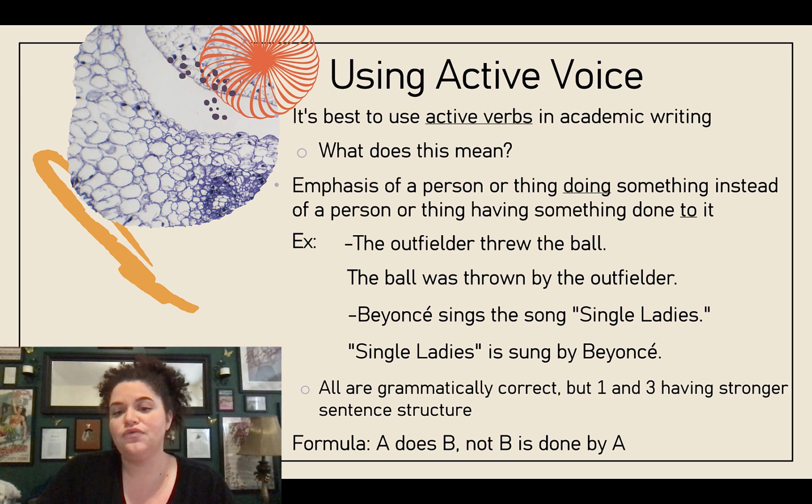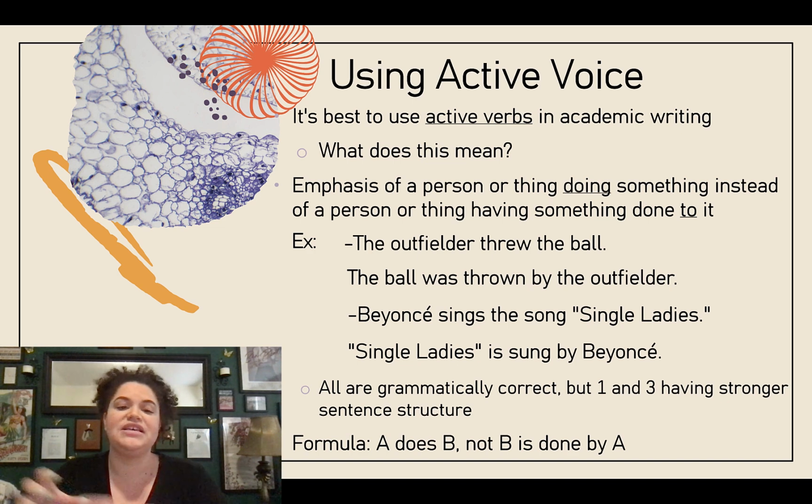So the outfielder threw the ball, okay? This sentence is saying that this person is doing something, okay? The next example is saying the ball was thrown by the outfielder. Rather than emphasizing the person or thing doing something, like the first example, this is now emphasizing a person or thing having something done to it. The ball was thrown by the outfielder. The ball had this done to it. So that is passive voice.